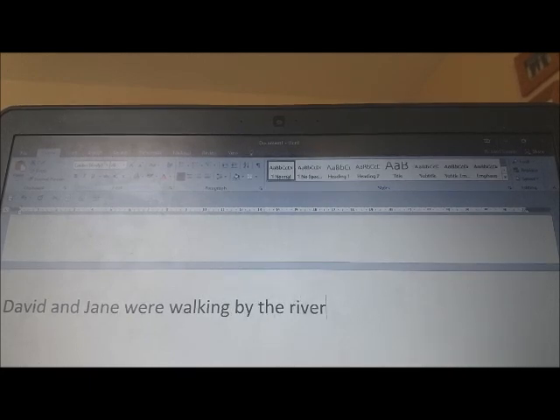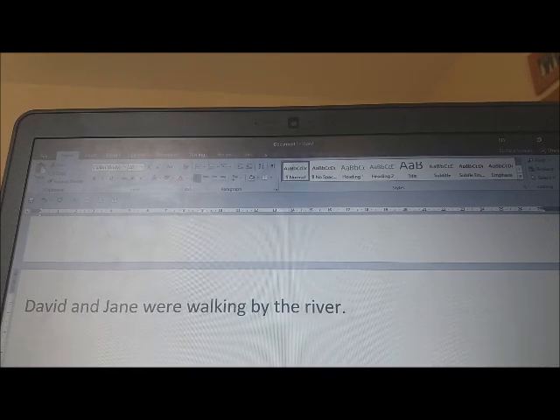So we'll start off just by saying that David and Jane are walking by the river. So David and Jane were walking by the river. Okay, so very simple sentence.